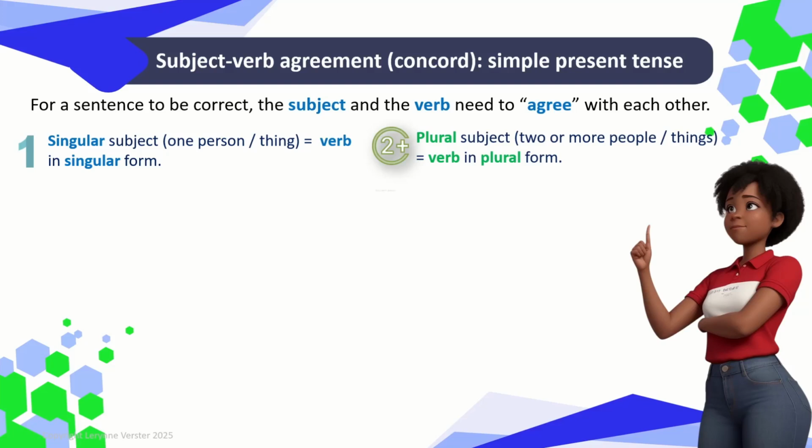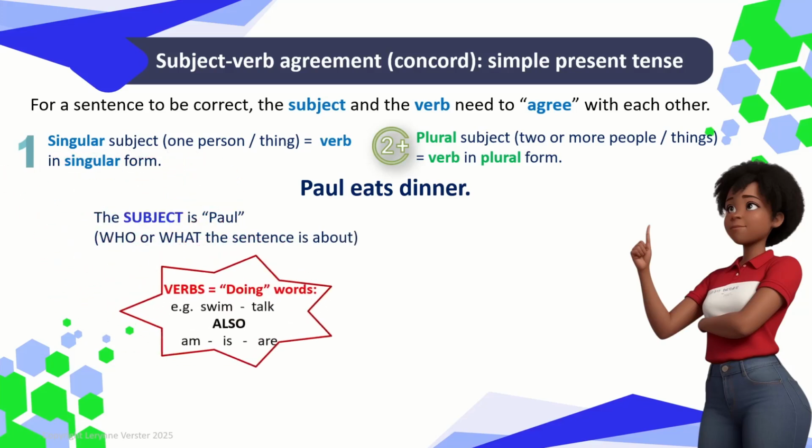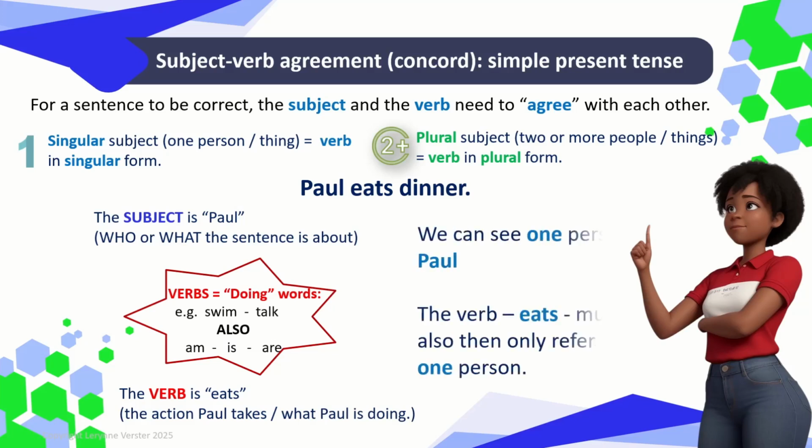Paul eats dinner. We know that the subject in a sentence tells us who or what the sentence is about. The subject is Paul. We also know that verbs are doing words. Words like swim and talk are verbs. They are things we can do. Is and are also verbs. The verb in this sentence is eats, the action Paul takes, or what Paul is doing. We can see only one person in the subject in this sentence, Paul. The verb eats must also then only refer to one person.